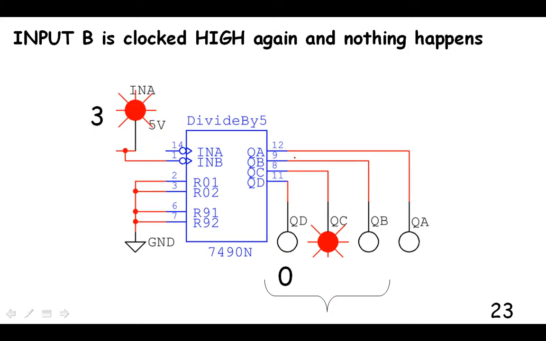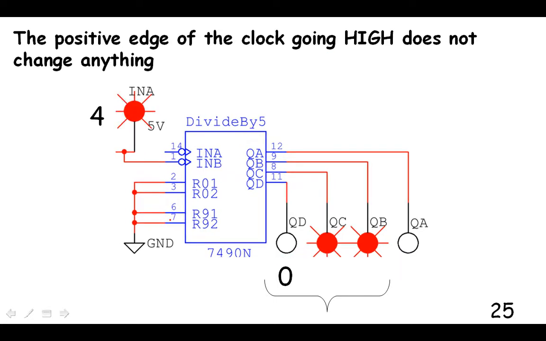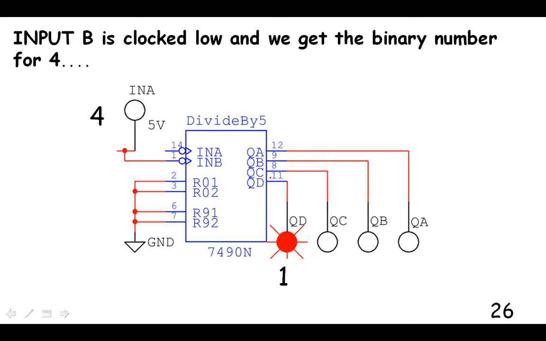Okay, goes high, there's no change. Goes low again, now this one's up again. So now we've got 2 to the 1. So 2 plus 1 is 3, so that would be up to 3. So that's a binary number for 3 in these 3 digits here. Positive edge of the clock going high doesn't change anything here. Input B's clocked low, and now these 2 went low, and this is high, and we're up at 4. So we've counted from 0, which was 0, 0, 0, to 4, which is 1, 0, 0. So that's 5 numbers. 0, 1, 2, 3, 4.